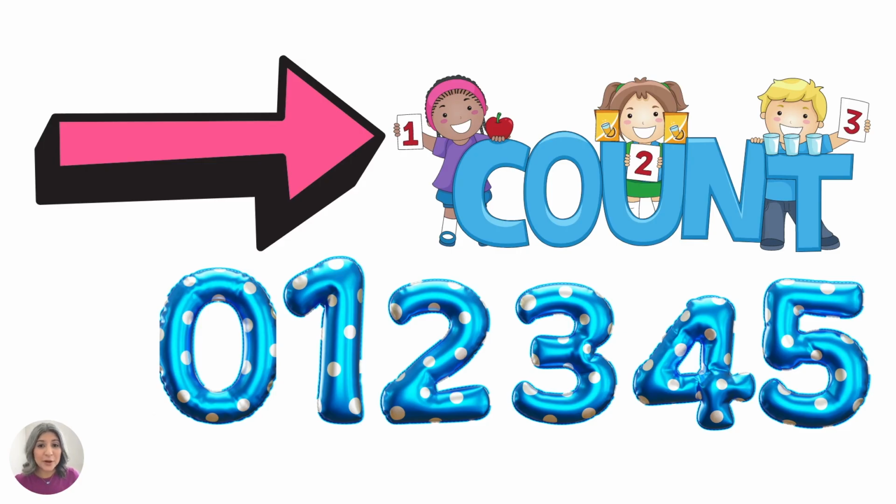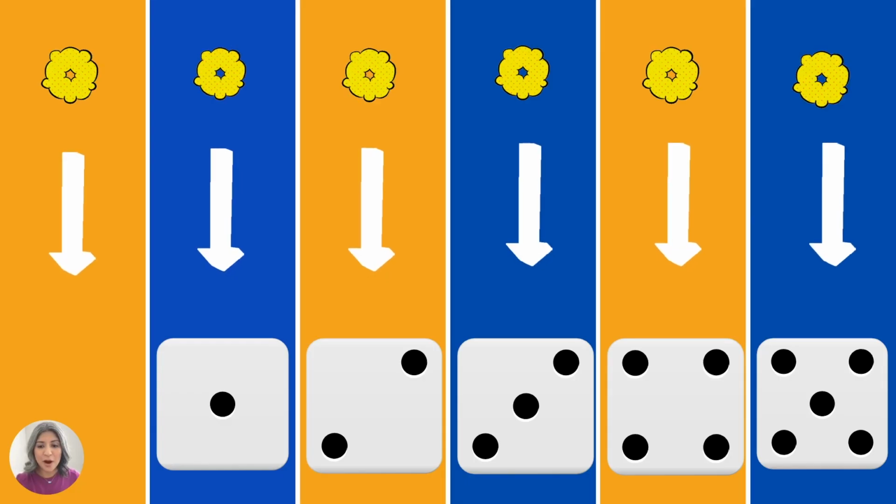When we start counting, we start at 0 and we're going to work our way up to 5 like this. 0, 1, 2, 3, 4, 5. Can you count with me this time? 0, 1, 2, 3, 4, 5.